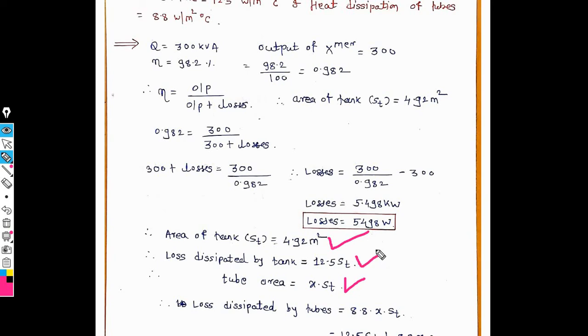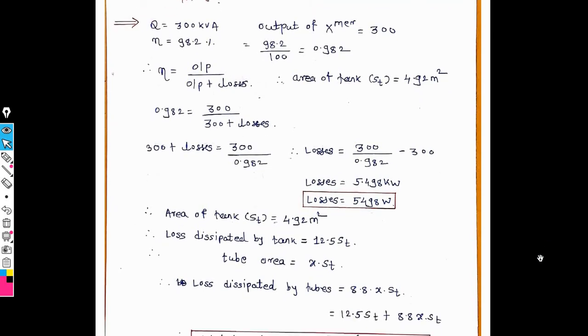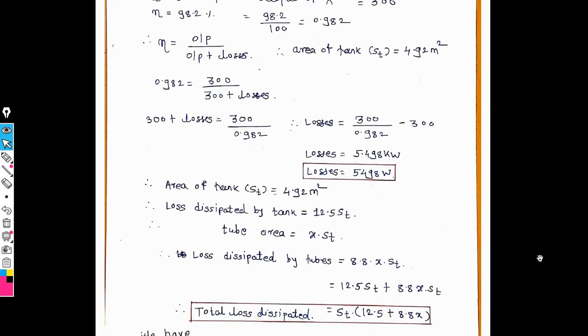The heat dissipated by the tank is 12.5 into ST. This is the final heat dissipated, and this is the area of the tank. Three values are given: the area of the tank, the heat dissipated by the tank, that is final, and the heat dissipated by tubes, that is initial. Next condition is loss dissipated by tubes, 8.8 into x into ST.